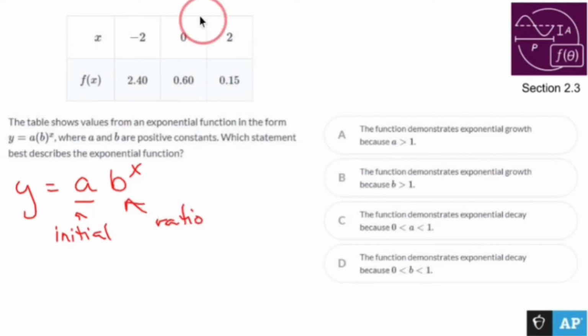In this case, my initial value is going to be 0.6. Okay, so I'm starting out with 0.6. It looks like every single time to get from one number to the next, I'm going to be very careful. I don't just divide by a quarter.